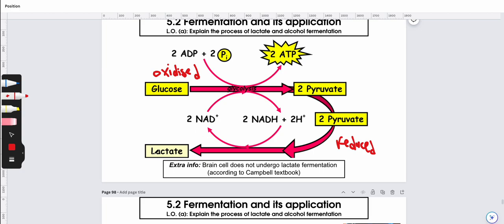And that's how we get lactate. Look at the extra information here. Brain cell does not undergo lactate fermentation according to the Campbell textbook. So let me know why in the comment below. Why do you think brain cell does not undergo lactate fermentation? Like, what's the matter? Why not brain? Okay, so try to find the answer for me.